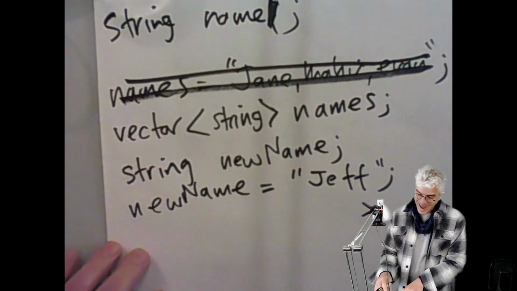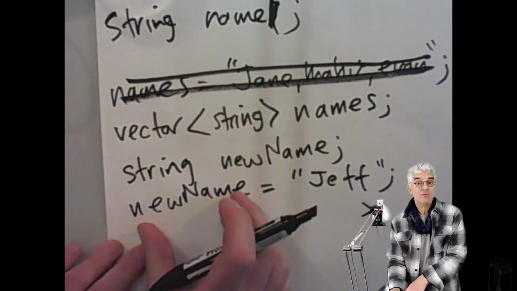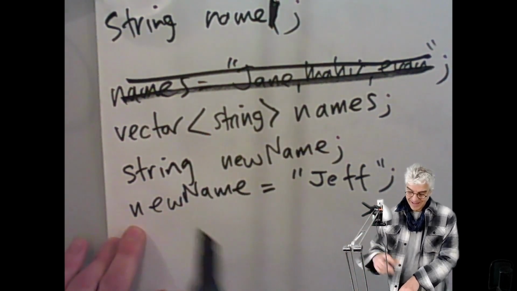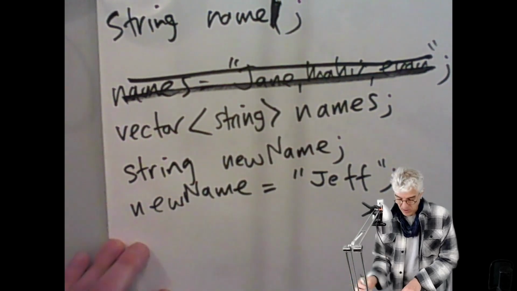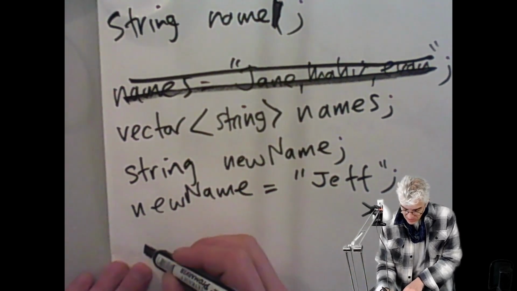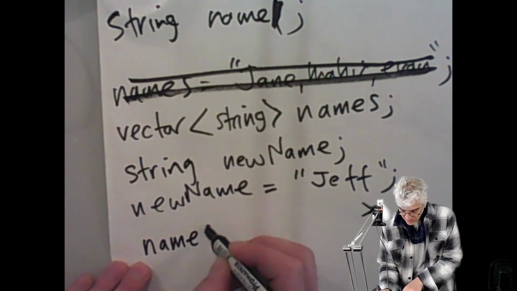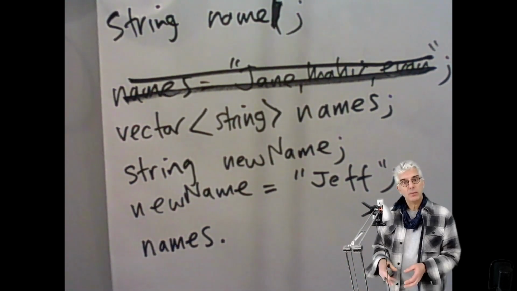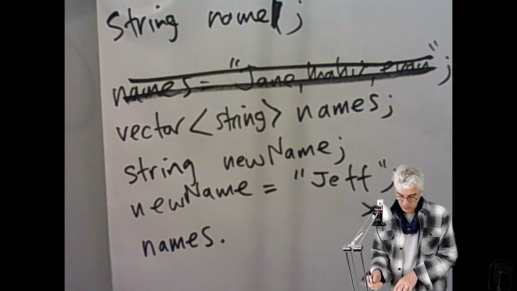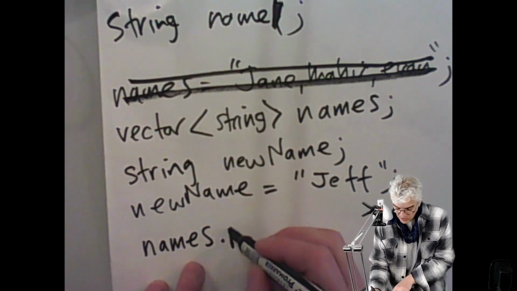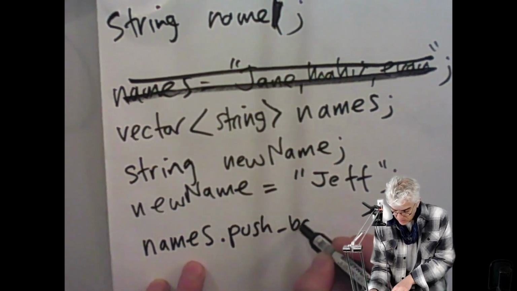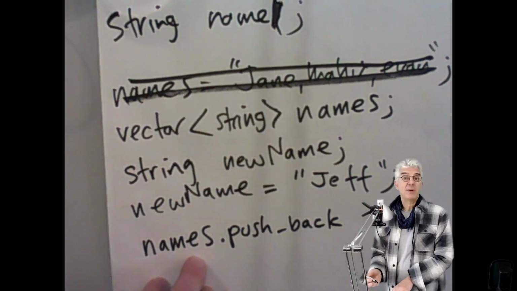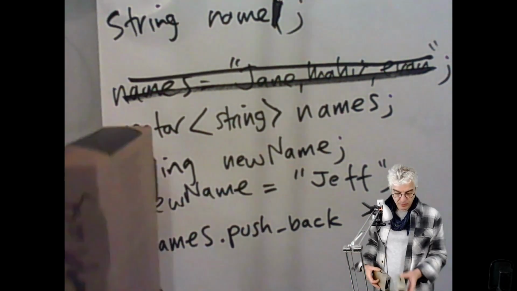Jeff. And then I want to put this new name variable into my vector of names, into my big list of names. So I can say names is my vector, dot, and the dot means this is something that this object can do. And I can use the expression push_back. Get a variable and put it into my vector.